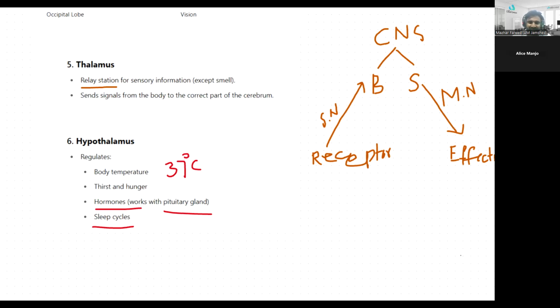The hypothalamus also controls the female menstrual cycle, which is a cycle of 28 days. So after the hypothalamus, there are also other parts of the brain, like the amygdala and hippocampus.